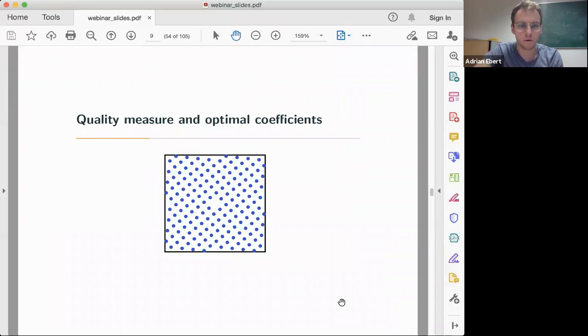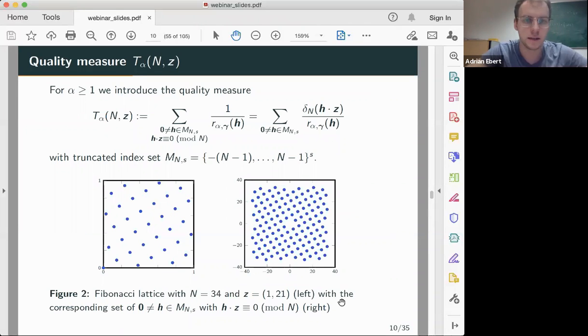Okay, now we will introduce a slightly different measure, namely we will call that T alpha of n comma z. This measure is basically as before, so it's the same expression, but now we are not allowing indices in the whole integer vectors of length s, but we have a truncated index set M n comma s, which is basically the truncated box with side lengths from minus (n minus 1) to n minus 1.